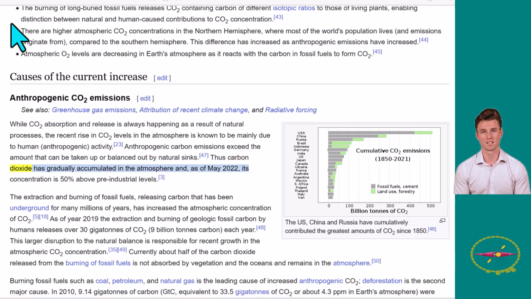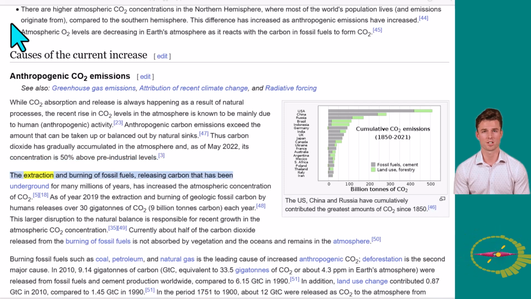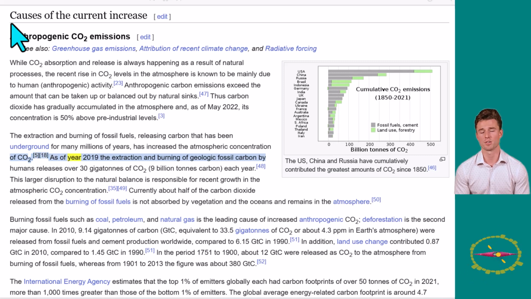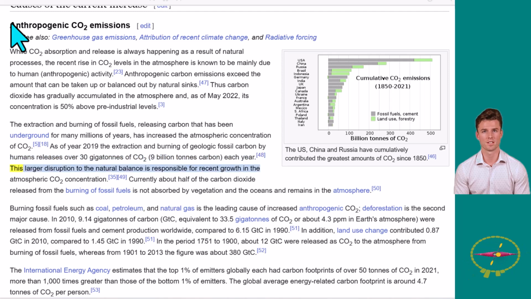Thus, carbon dioxide has gradually accumulated in the atmosphere and, as of May 2022, its concentration is 50% above pre-industrial levels. The extraction and burning of fossil fuels, releasing carbon that has been underground for many millions of years, has increased the atmospheric concentration of CO2. As of 2019, the extraction and burning of geologic fossil carbon by humans releases over 30 gigatons of CO2, 9 billion tons carbon, each year. This larger disruption to the natural balance is responsible for recent growth in the atmospheric CO2 concentration.